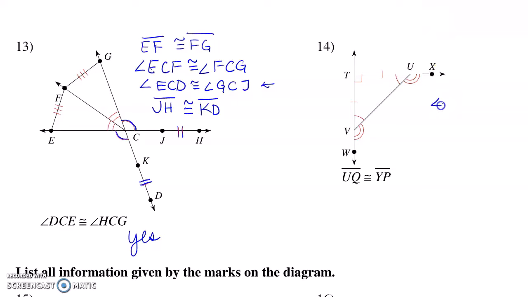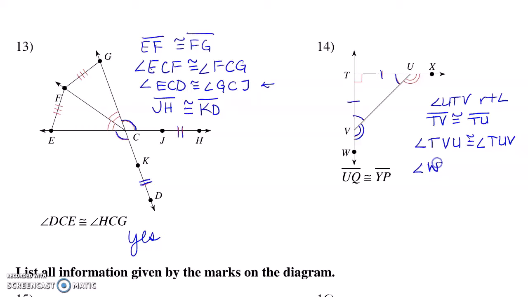Here we have angle UTV is a right angle. Segment TV is congruent to segment TU, as given by that. Angle TVU, that there, is congruent to angle TUV, and then angle WVU is congruent to angle XUW.